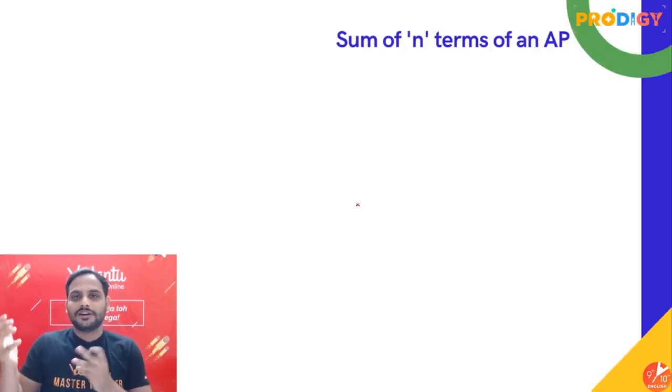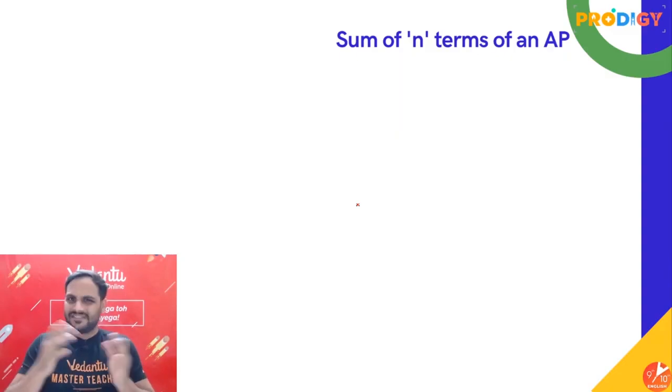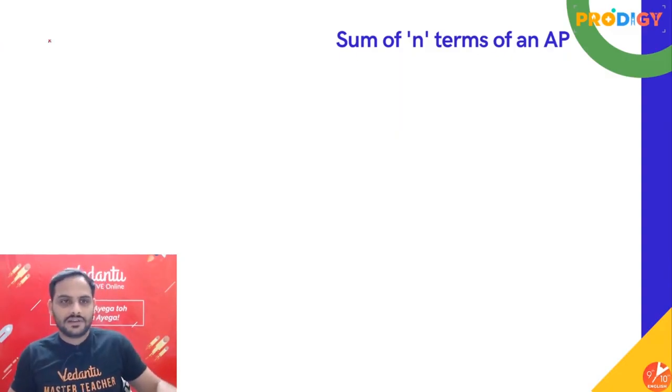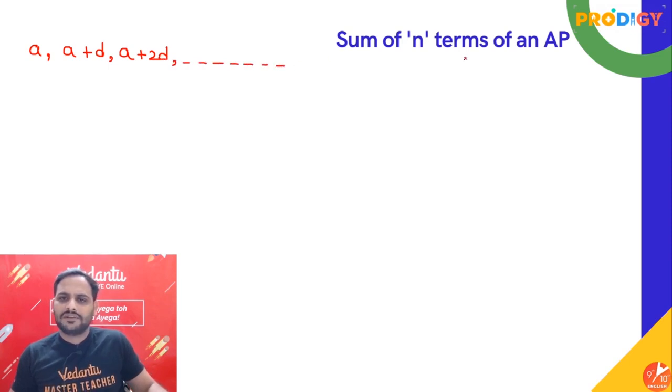understand the sum of n terms in detail. Let's take an AP. I know a general AP looks like this: A, A plus D, A plus 2D, and this way if I keep going, the last term will be A plus n minus 1 into D. So before that, D will be one less time, so A plus n minus 2 into D.